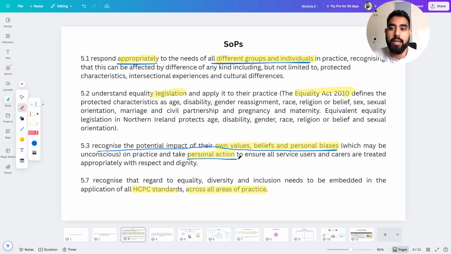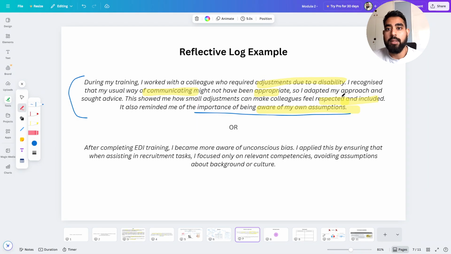And also taking personal actions to ensure all service users and carers are treated appropriately with respect and dignity. And yes, this sentence, again, it kind of uses the same words: make sure my colleagues feel respected as well. So this sentence shows how, again, you can use the wording from the SOPs in your actual evidences and just tweak them and make them relevant for you.